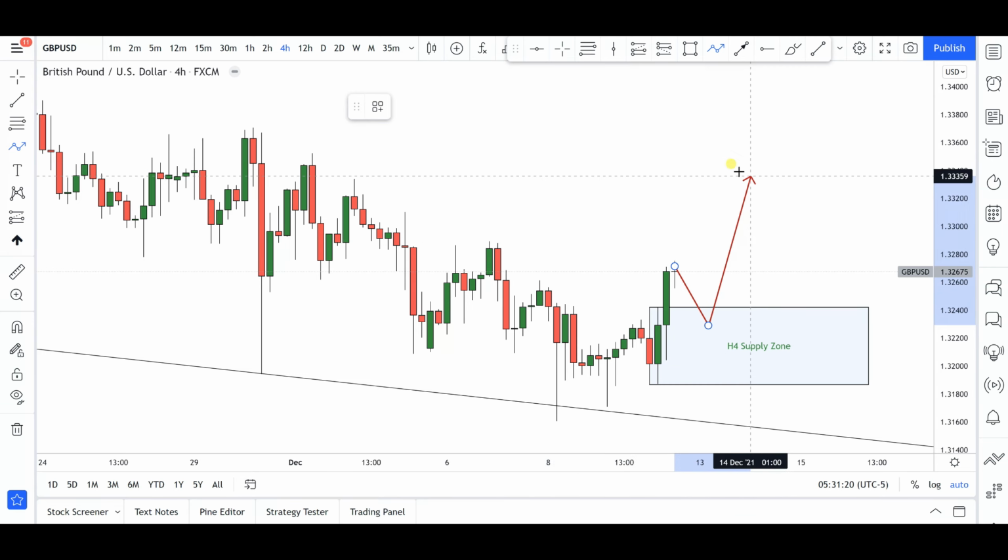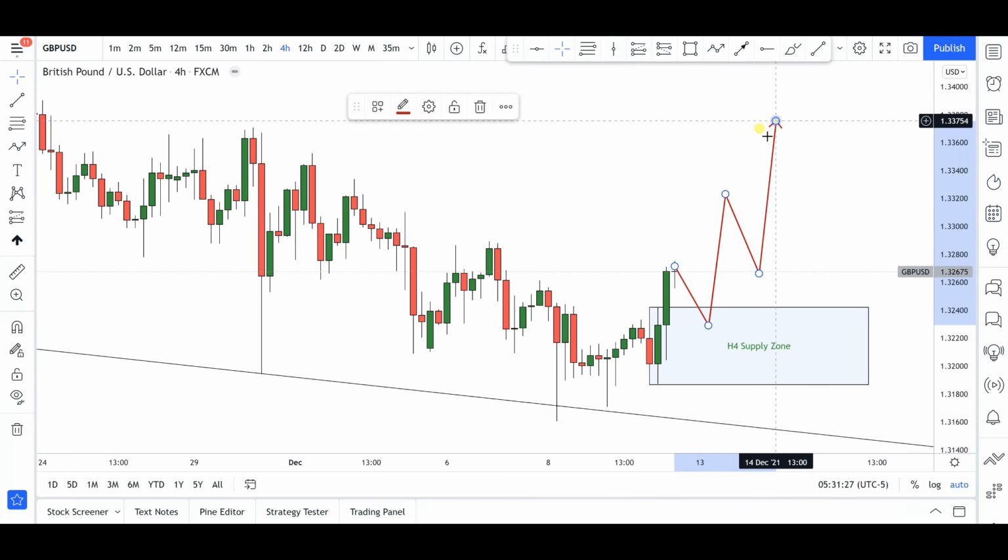So maybe if we get a nice push to the upside, breaking that, demand zones will continue to form, and we might get another push to the upside. That is what I would love to see in British pound US dollar as we go into next week.